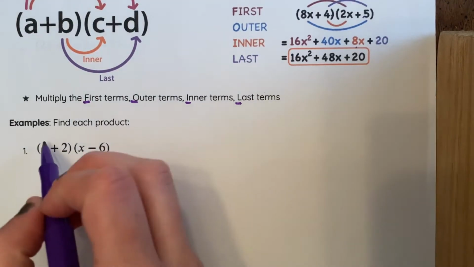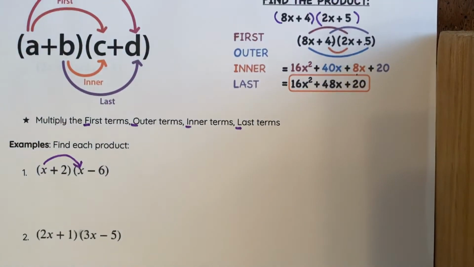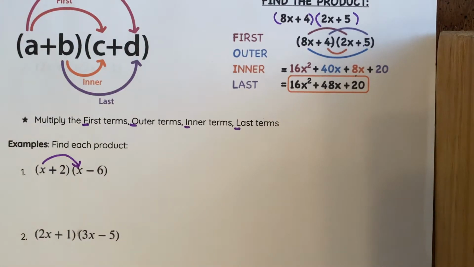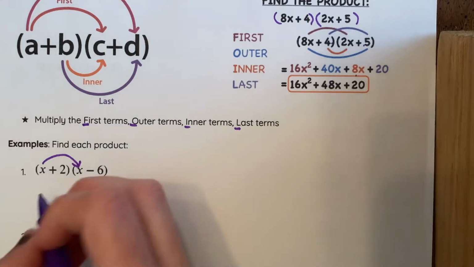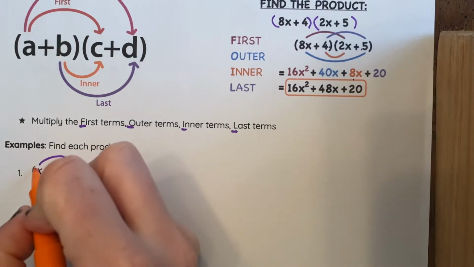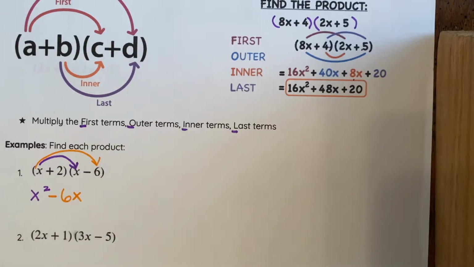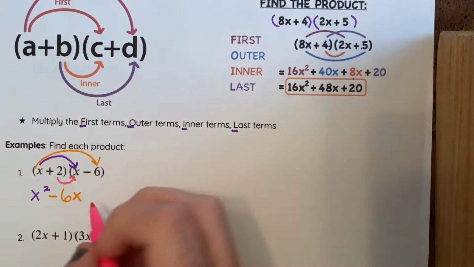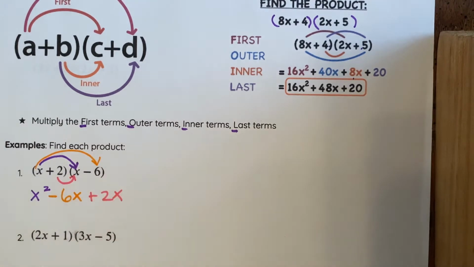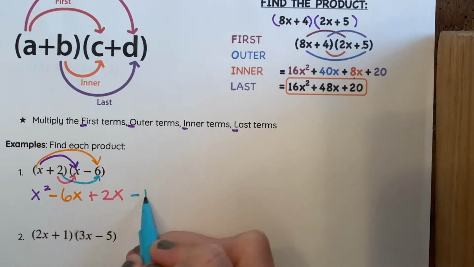So let's find the product. So let's do the first. So here's our first, and I'll use different colors too so that it can help us. I'll use pink. All right, so my first 2 is x times x, which we know is x squared. Then I'm going to do my outer, so x times -6, so that's a -6x. My inner, 2 times x, so plus 2x. And then 2 times -6, so that's a -12. So my last, -12.